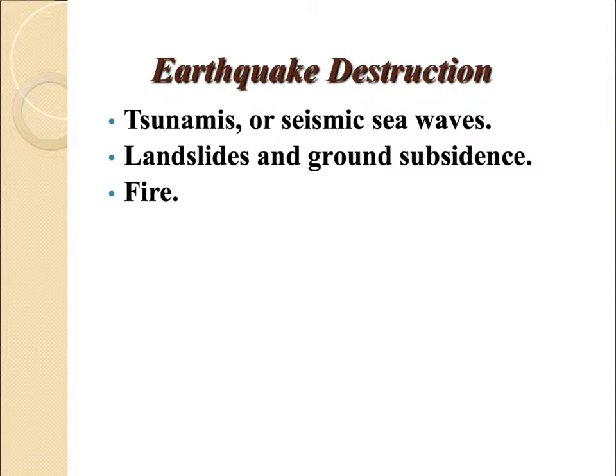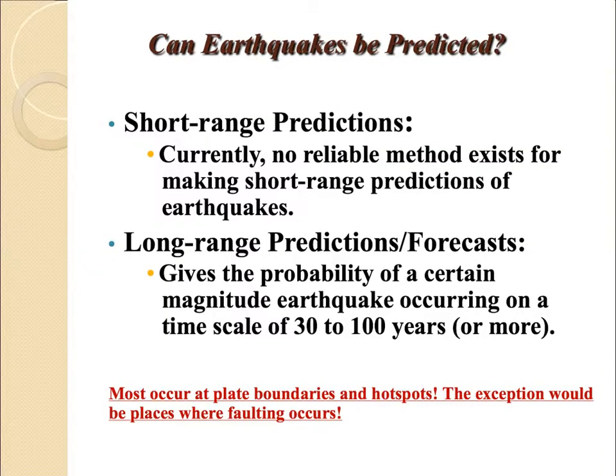So some of the things that we have to worry about with earthquakes is that sometimes earthquakes trigger tidal waves called tsunamis, and some people call them seismic sea waves. Sometimes if the ground is very, very unstable and an earthquake comes through, it can create a landslide. Sometimes it can cause the ground to collapse, or what's called ground subsidence. A lot of times if there are gas lines or electrical lines or anything of that nature, fire can also be another result of an earthquake.